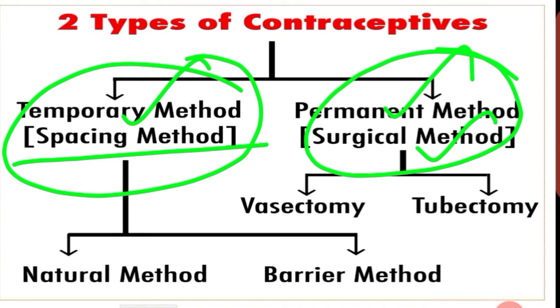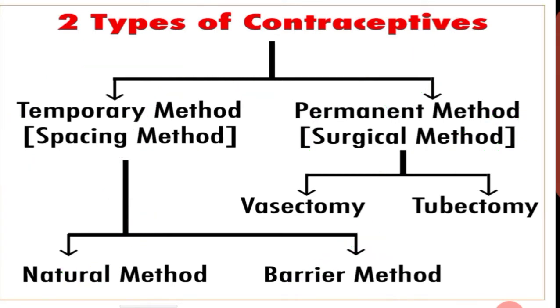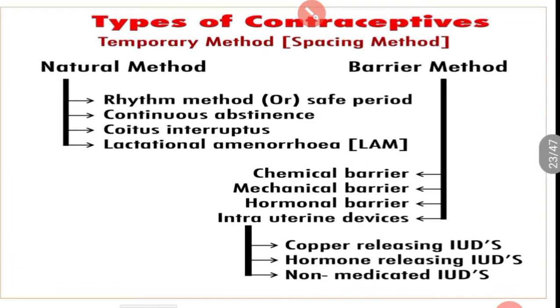Temporary methods are natural and barrier. Permanent methods are vasectomy and tubectomy. We'll see in brief the types of contraceptive. Natural methods and barrier methods are temporary methods. Under temporary or spacing method, we see two subheadings: natural method and barrier method.